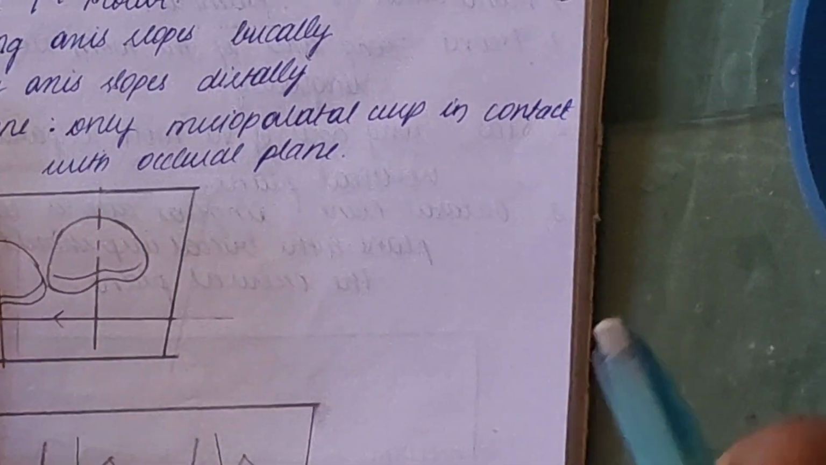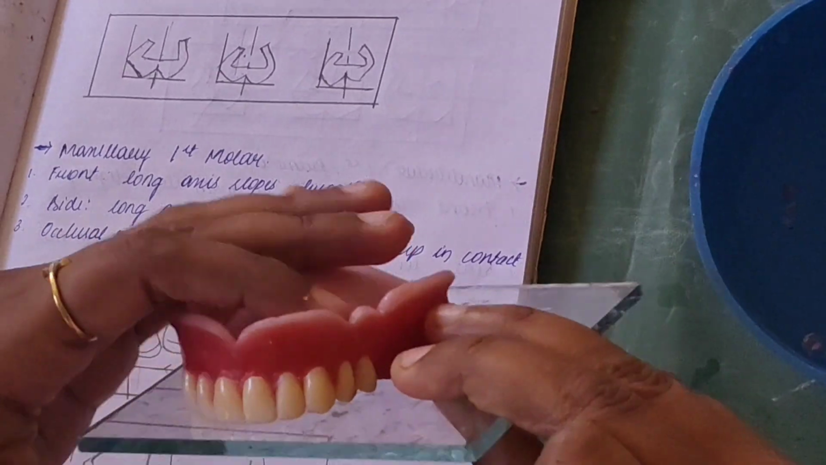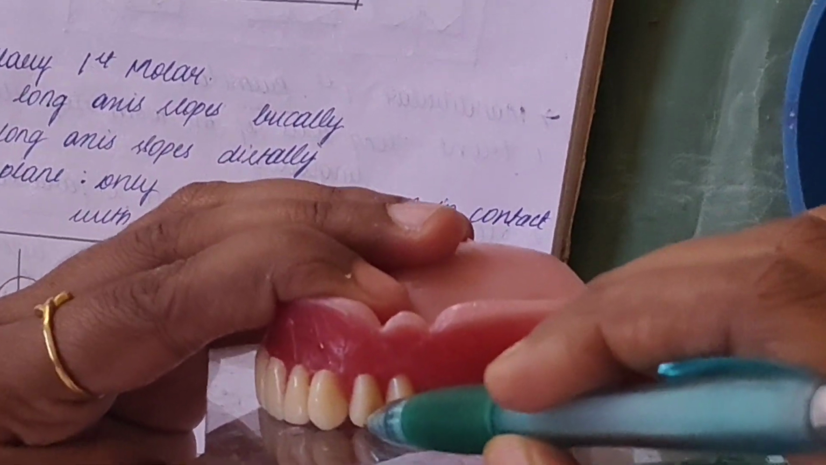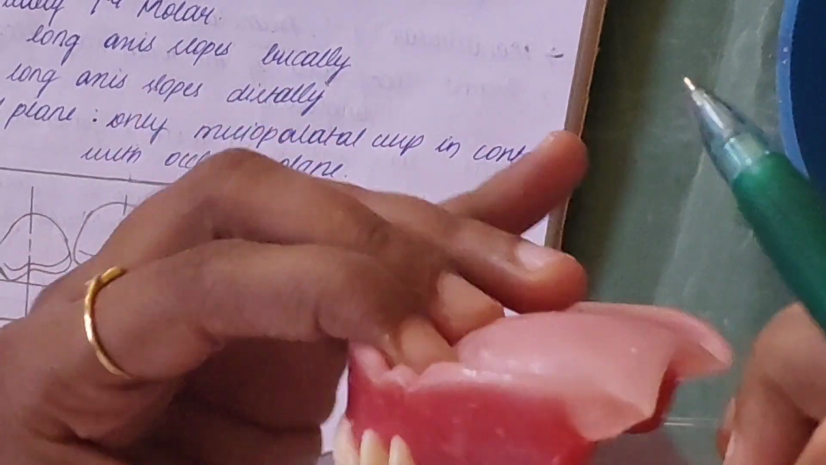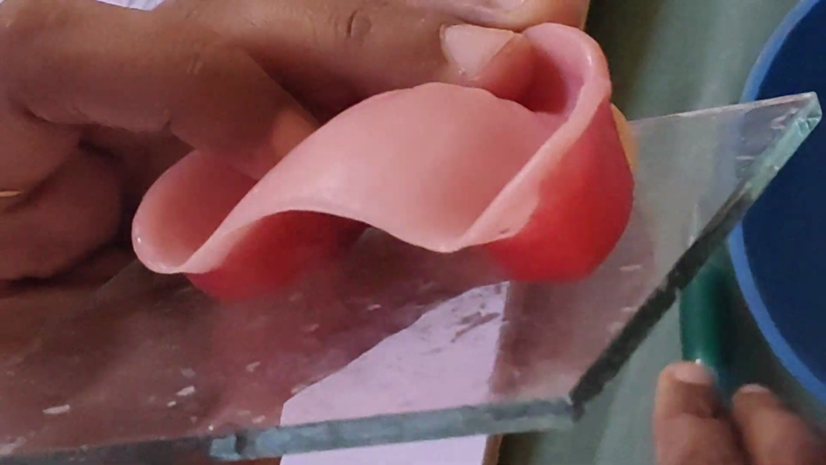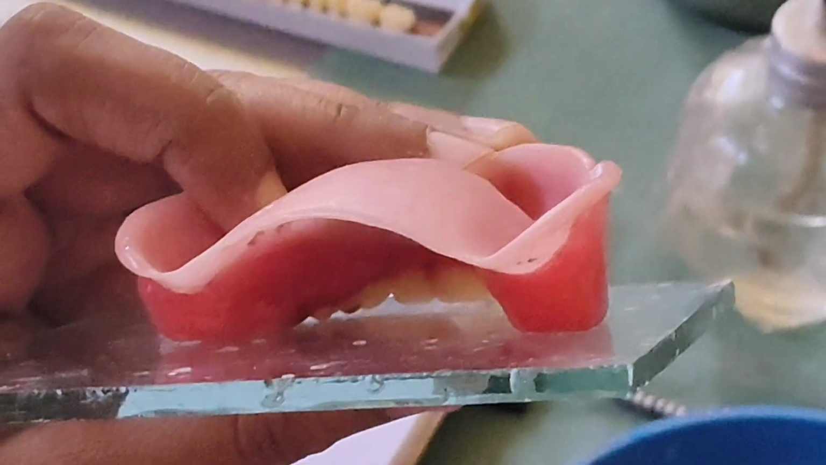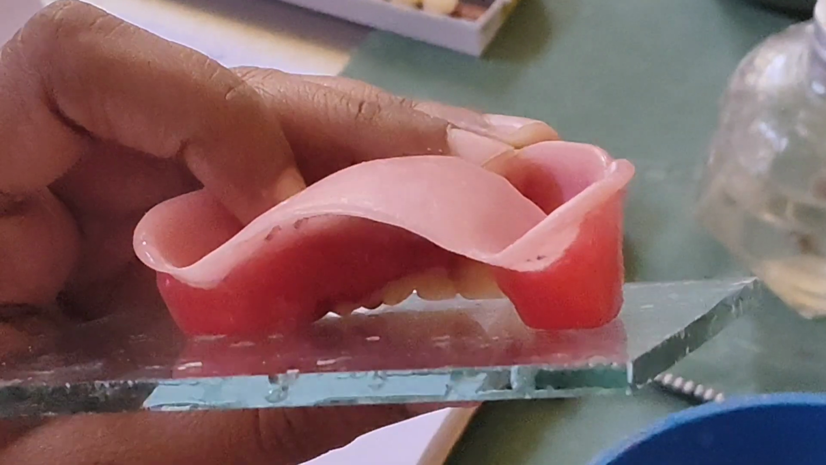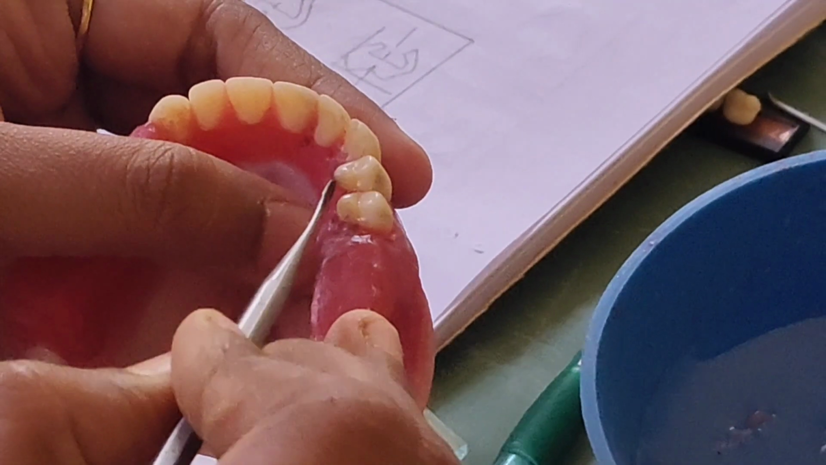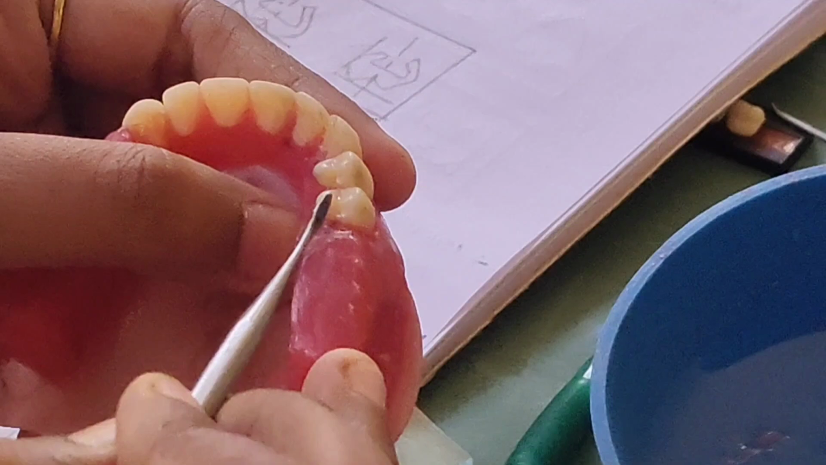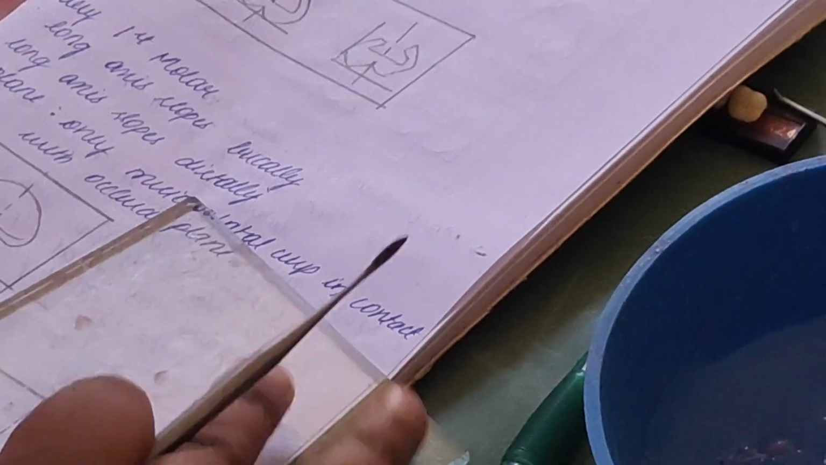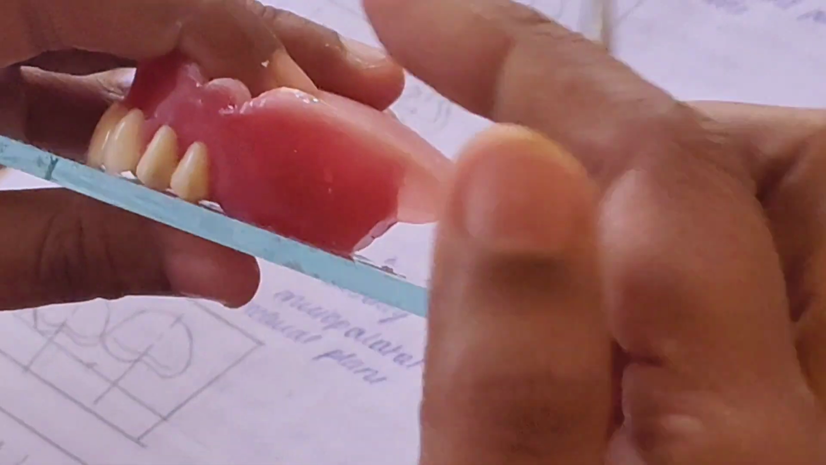Then we have to check the glass plate. For the first premolar, the buccal cusp will touch. The palatal cusp won't touch. As you can see here, this palatal cusp is not touching from inside. This is palatal, this will not touch. This will touch. For the second premolar, both the cusps will touch. Both the cusps are touching the glass plate from here and from here.